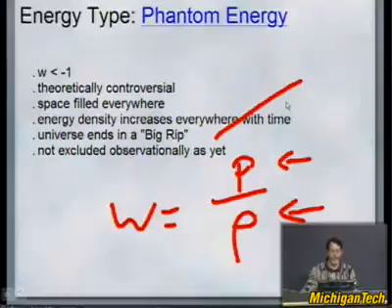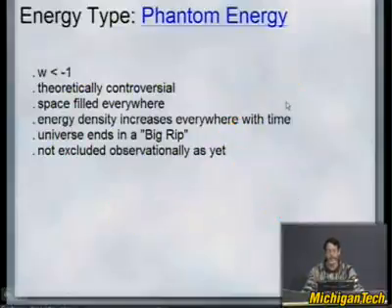This is not yet excluded observationally right now. Astronomical observations, including supernovae and the microwave background, actually say this is a possibility, but it's not one that everyone takes seriously because it's controversial. Not only is it hard to account for how energy can act like this, but it just seems pretty weird. And so most astrophysicists prefer more tame forms of mass energy in the universe.